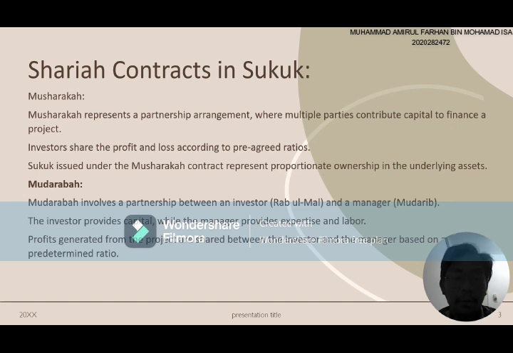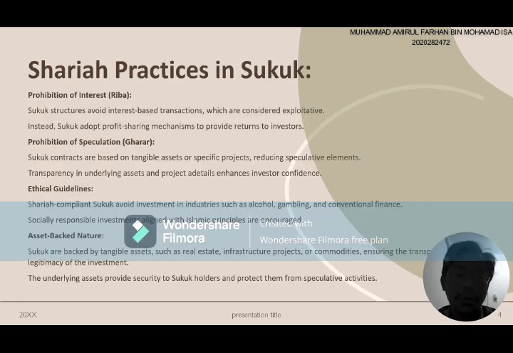Mudharabah involves a partnership between the investor, or Rabbul Mal, and the manager, Mudharib. The investor provides capital while the manager provides expertise and labor. Profit generated from the project is shared between the investor and the manager based on a predetermined ratio.